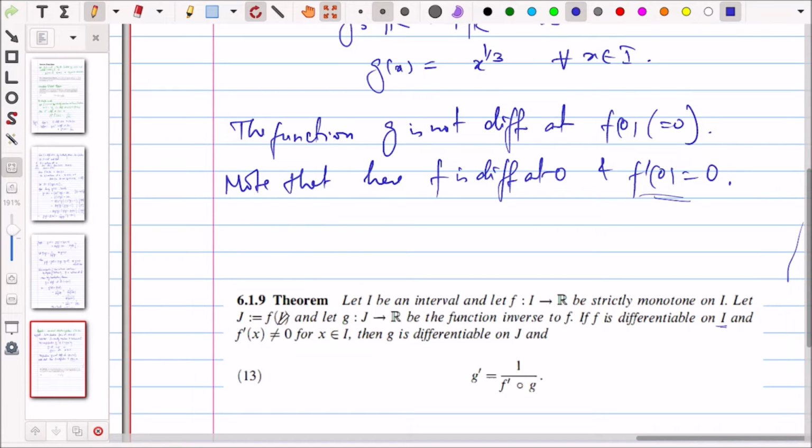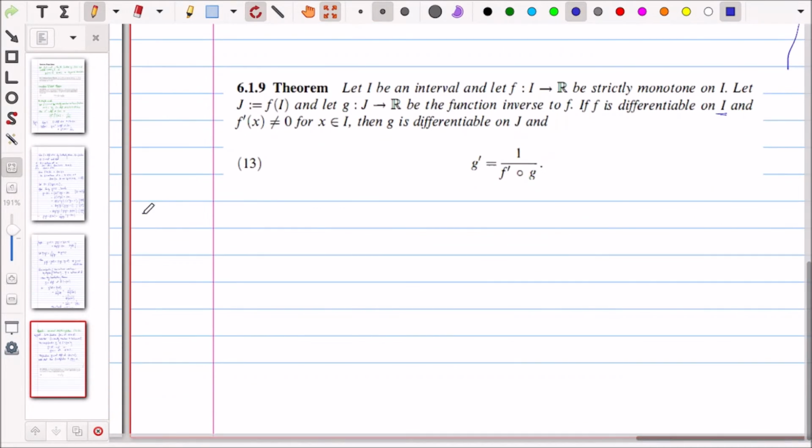and J is the image of I under f, right? Then g is the inverse of f. Then f is differentiable on I, and f dash x is non-zero for all x belonging to I. Then g is differentiable on J, and g dash is equal to 1 by f dash of g. So proof. We have to show g is differentiable on J, and g dash is equal to 1 by f dash of g.